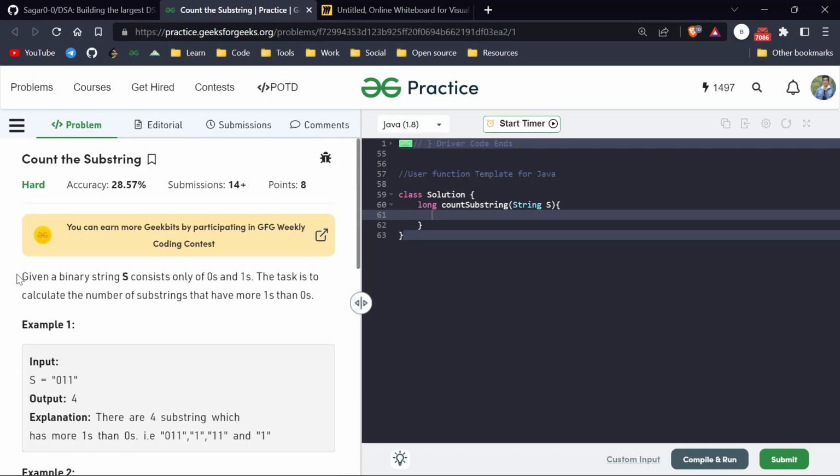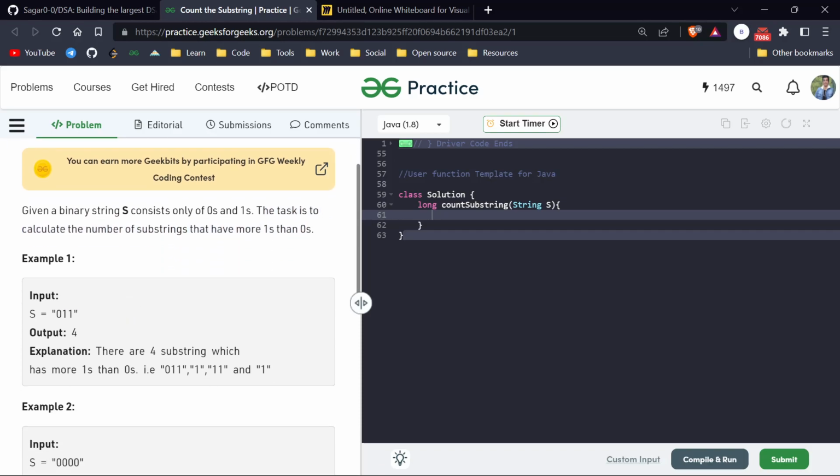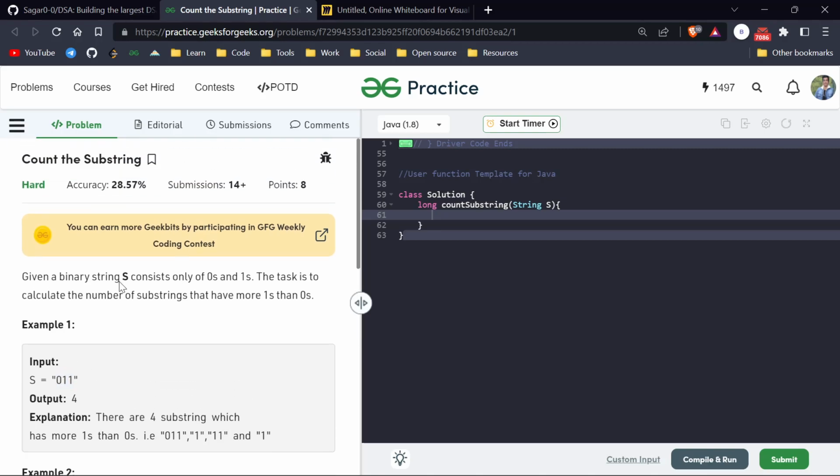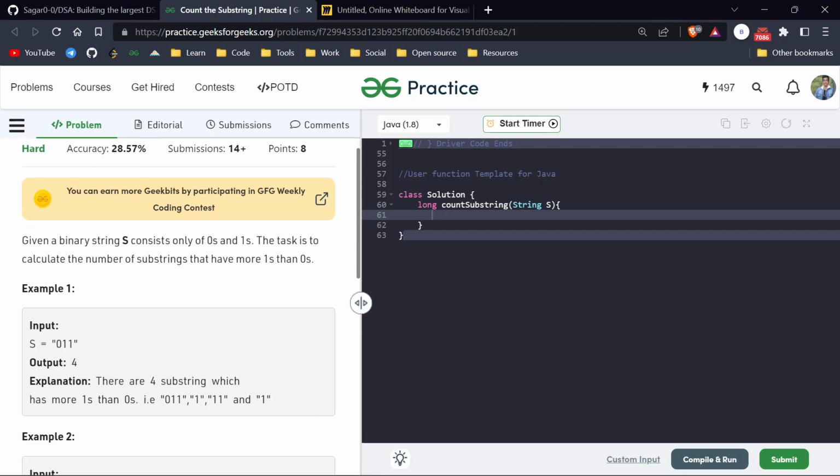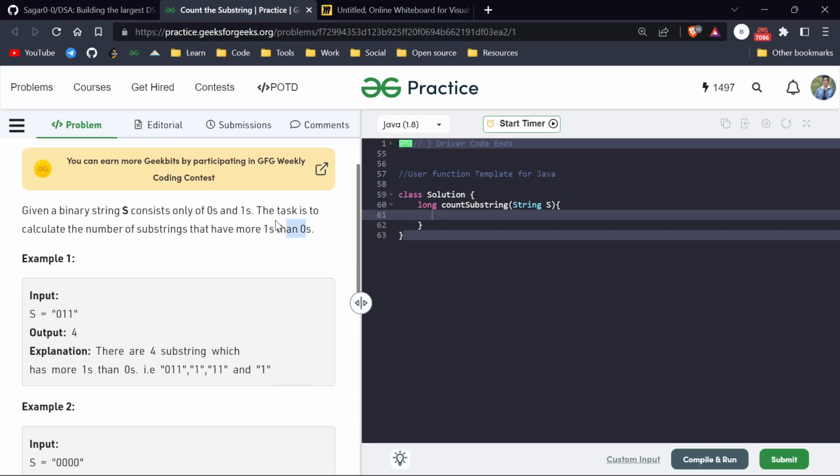First of all, we are given a binary string, and binary means there are only 0 and 1 present in the string. The task is to calculate the number of substrings that have more ones than zeros. So it is a very simple question, right? You can just use two loops, iterate over all the substrings, and count how many substrings have more ones than zeros.